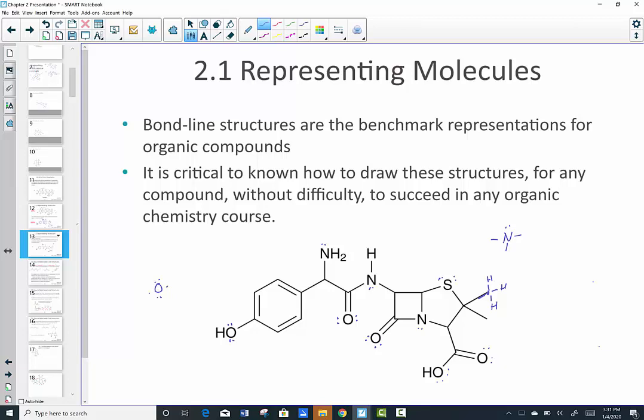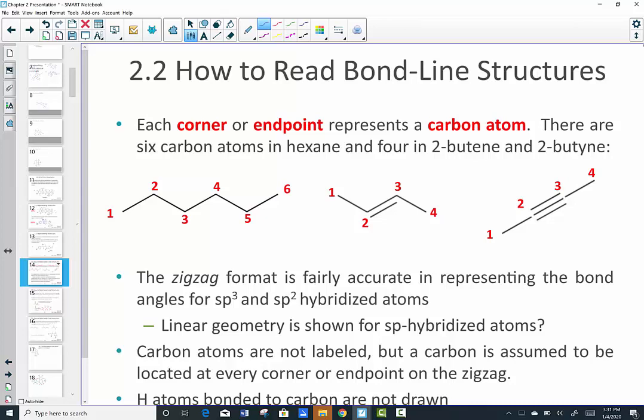So let's learn how to read bond line structures. First of all, each corner or end point represents a carbon atom. So the end points, 1, 2, 3, 4, 5, 6, as well as each corner of this zigzag format are indeed carbon atoms. So there's 6 carbon atoms in this molecule we'll learn to call hexane. Hex is the prefix given to 6 carbons. We can see that there's a double bond in this molecule called 2-butene. At carbon number 2 and carbon number 3, we see a double bond.